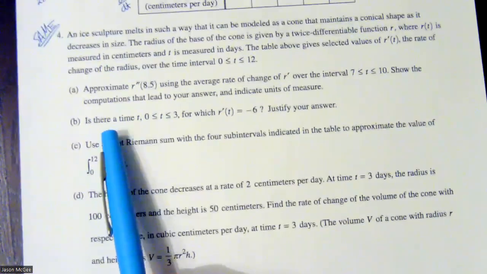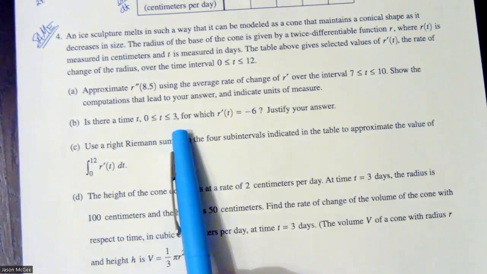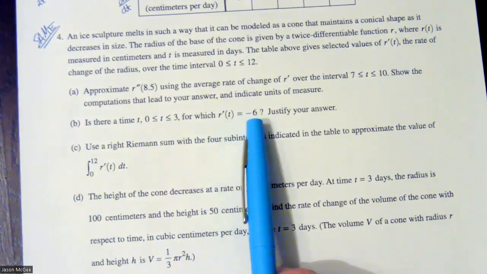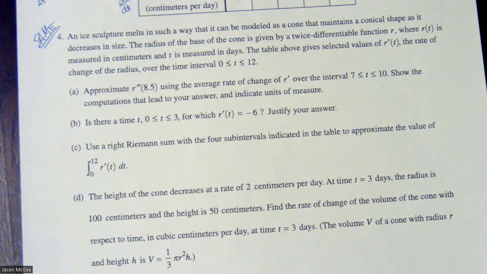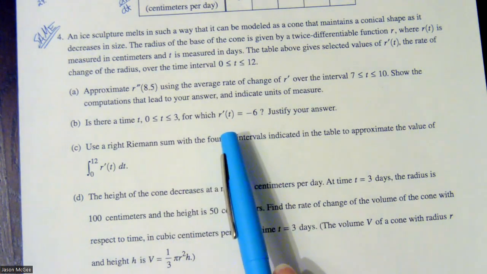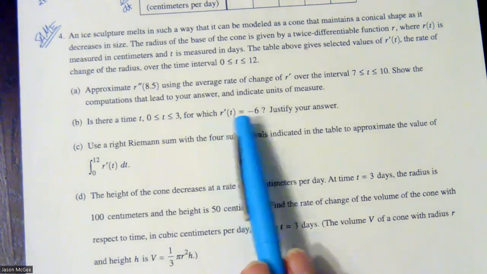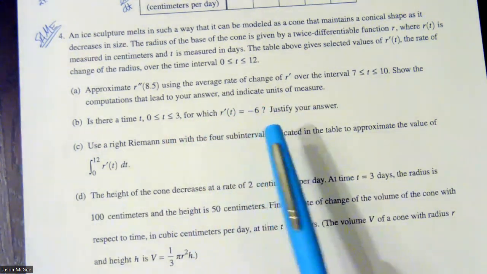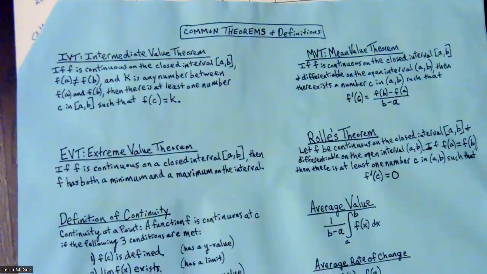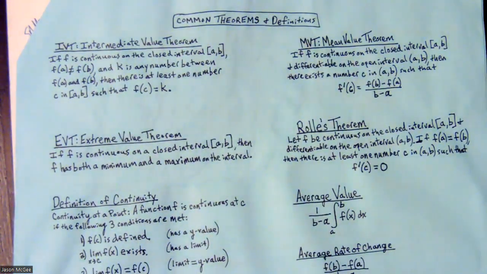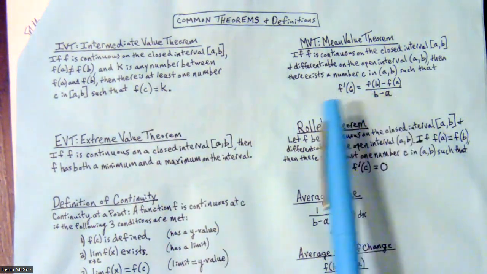Now for part B, it says, is there a time between 0 and 3 for which that R prime is equal to -6? Justify your answer. That sounds like theorem talk to me. And if I want to see, hey, is my derivative equal to something or is something in between a couple other values, probably going to end up using my intermediate value theorem here. And remember on your blue packet here, we got the intermediate value and the mean value theorem.